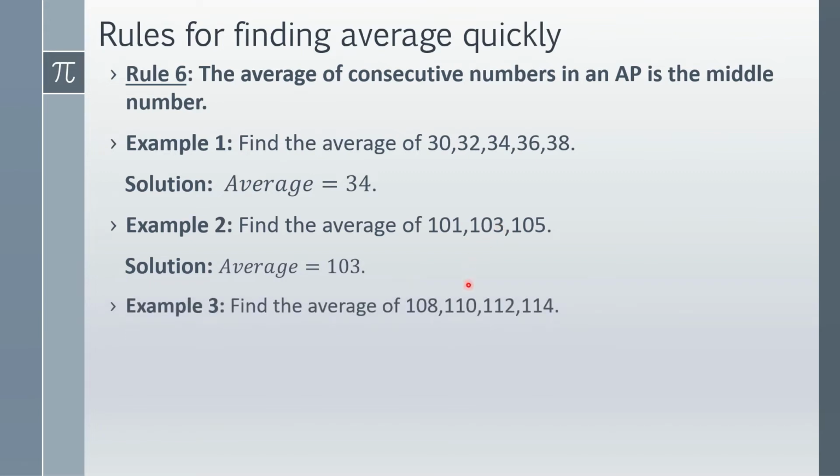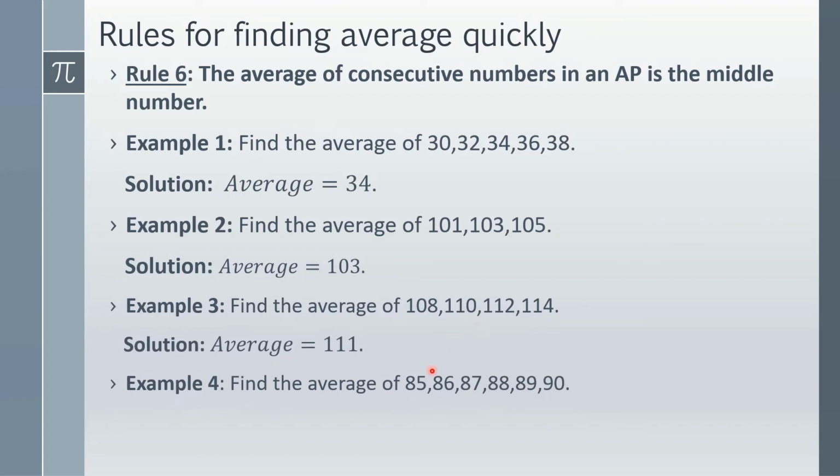Now, we're asked to find the average of 108, 110, 112, 114. Here we cannot identify one single middle number. We have 2 middle numbers, 110 and 112. So the average will be between these 2 middle numbers. So what is the number that comes between 110 and 112? It is 111. So that is going to be our average.